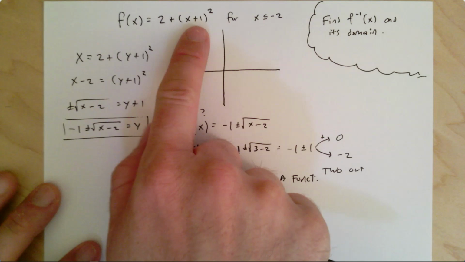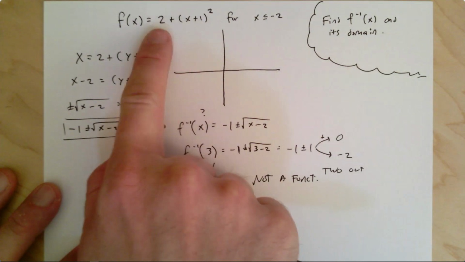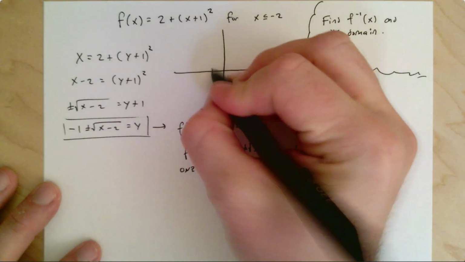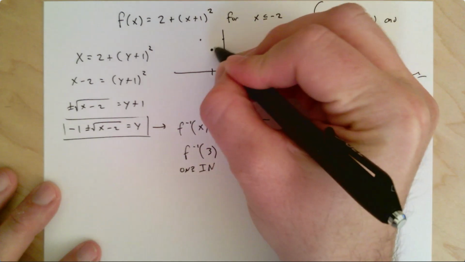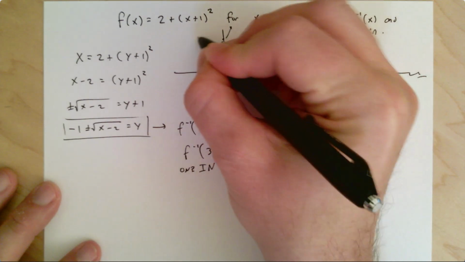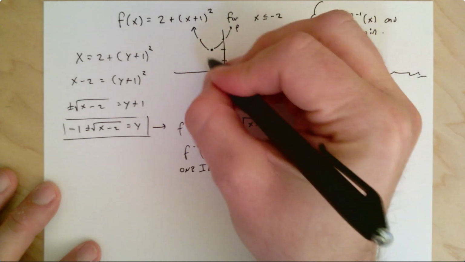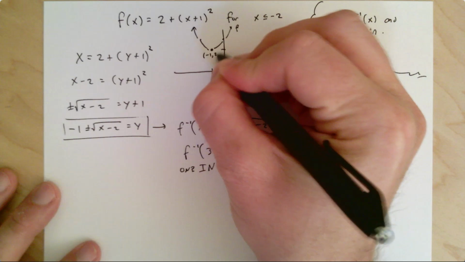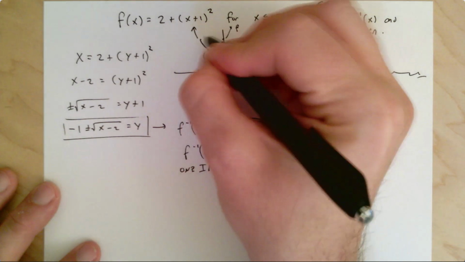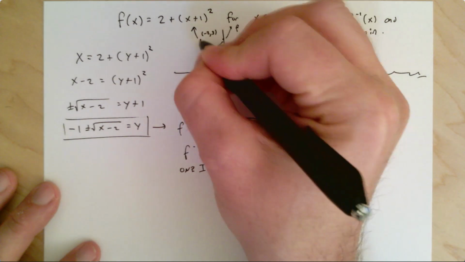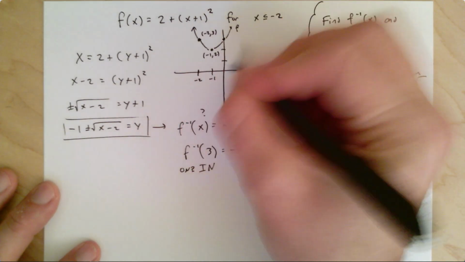I see it's a parabola. I see it's been left shifted by 1 and shifted up by 2. So let's draw that. So here's what the original f function looks like. This point is -1, 2. This point is going to be at -2, 3 right here. And this point is at 0, 3.